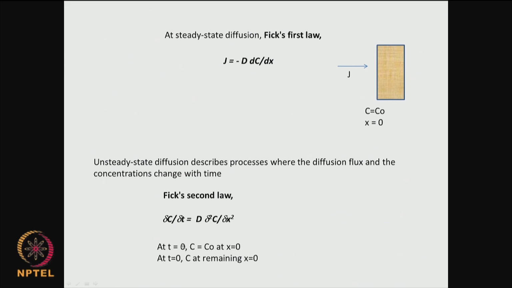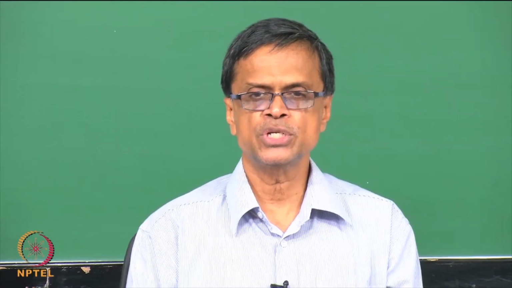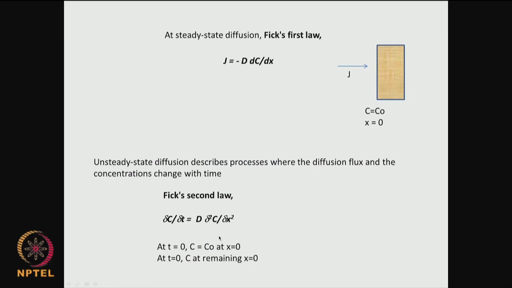Here at time equal to 0, C is equal to C naught at x equal to 0 on the surface. At time equal to 0, the concentration in the remaining region, that means inside the biofilm, will be 0. So, the concentration of the antibiotic or any metabolite at the surface could be C naught. It is possible to solve this equation also. Let us not go too much into that and make you worried, but it can be solved, and you can have a relationship that describes C as a function of time as well as x. Whereas, in the first law it is quite simple.